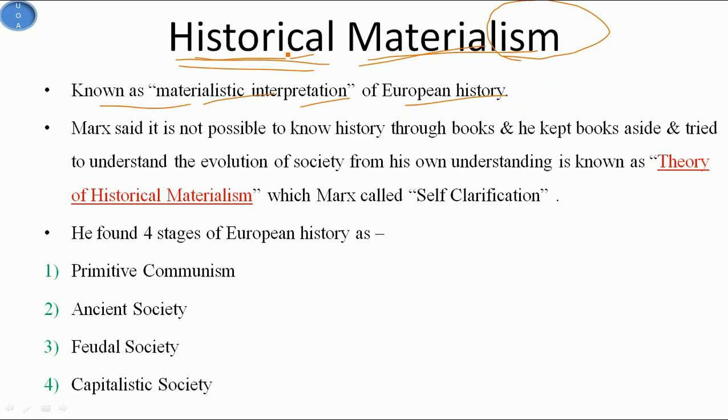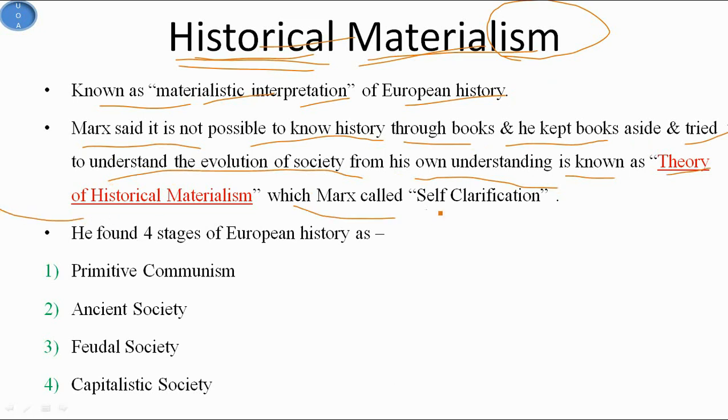Then Marx said that it is not possible to know history through books, and then he kept the books aside and tried to understand the evolution of society from his own understanding, and it became known as the theory of historical materialism, which Marx called self-clarification.